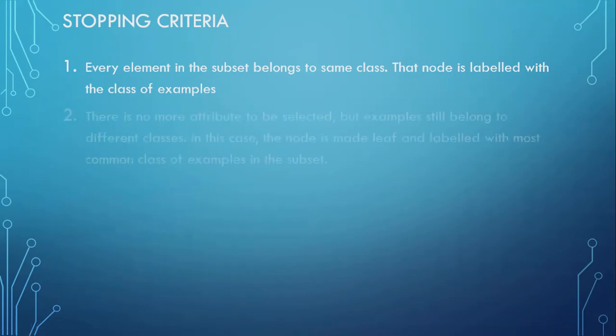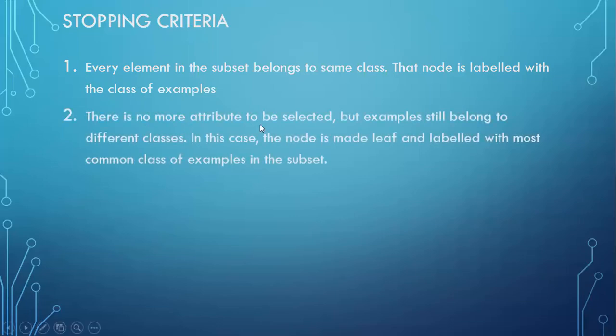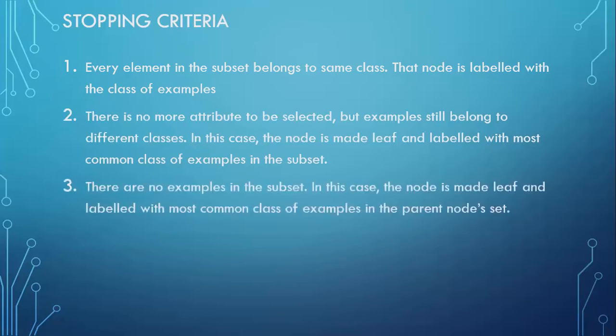There can be a second case where no more attributes are to be selected, but the examples still belong to different classes. In that case, the node is made a leaf and labeled with the most common class of the examples in the subset. The third case is if there are no more examples in the subset. In this case, the node is made a leaf and labeled with the most common class of examples in the parent node set. So these are the stopping criteria where we will stop the creation of the tree, where we will stop further dividing our data set.